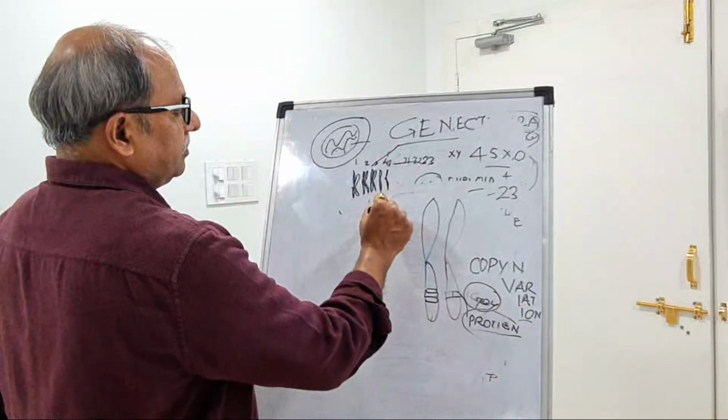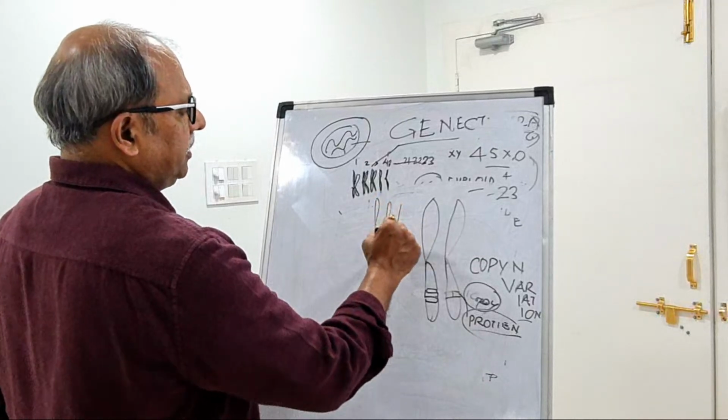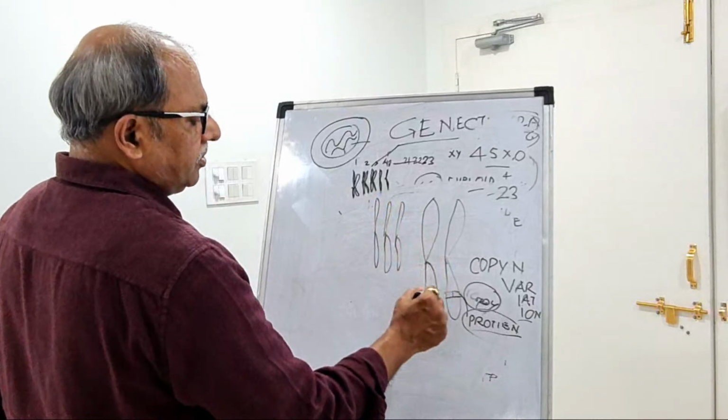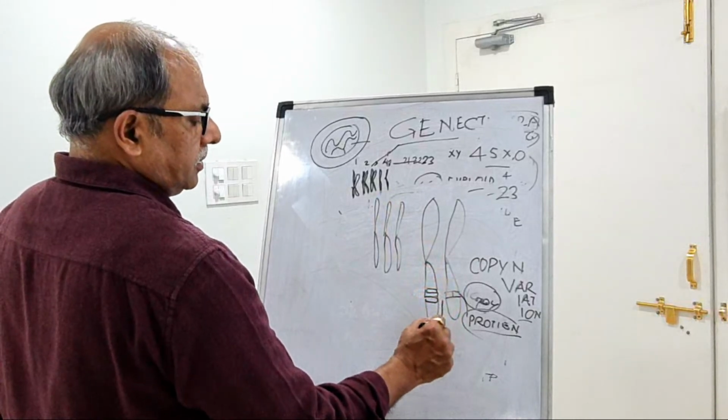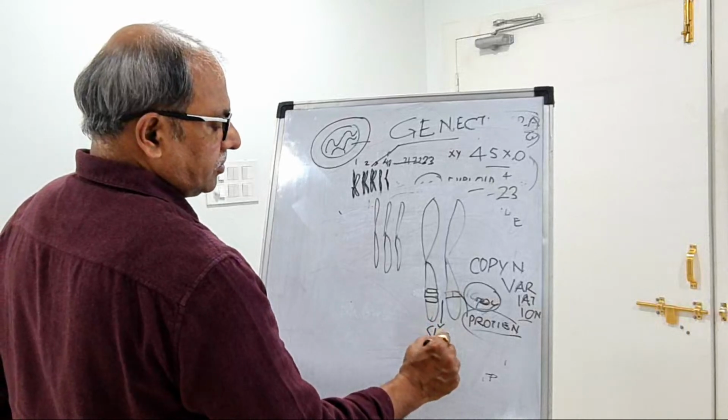Because it is not visible in the microscope when you see the chromosome. Because it is not microscopically visible, it is called submicroscopic.